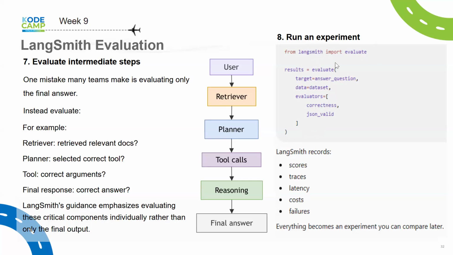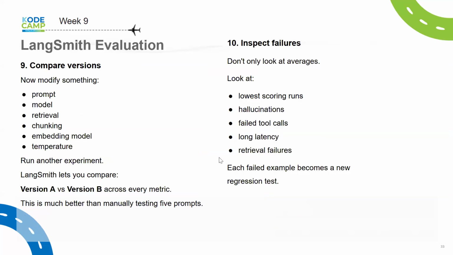Langsmith is going to track all of this, and then you can go and view the results in your Langsmith environment. Langsmith is going to record the scores, traces, latency, costs, failures. So you can run these experiments. And then after that, you can compare versions.